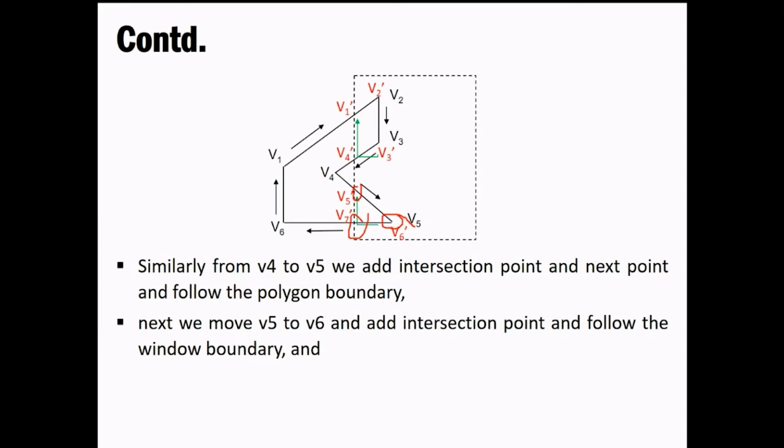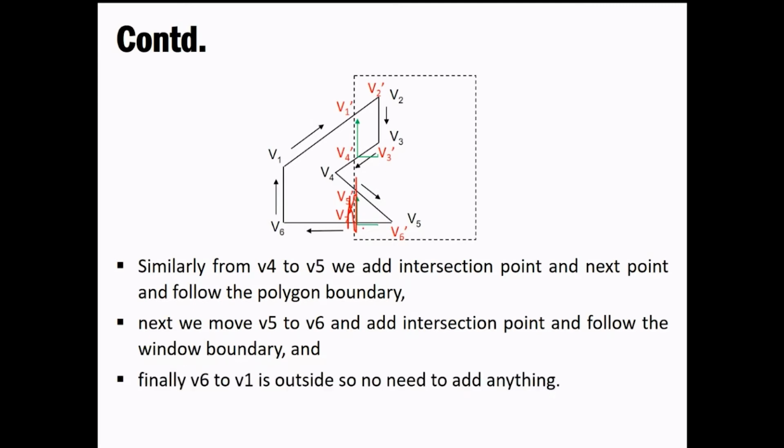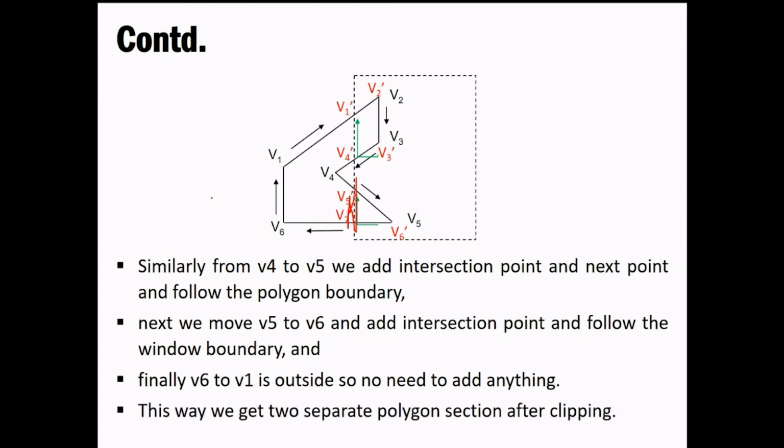Our window boundary is nothing but our clipping window. So you have to follow this and it will give you something like this. This is the shape that we got out of the given algorithm. Finally, we need to calculate for V6 to V1. Both of these are outside, so we need not add anything into our output list. This way we get two separate polygon sections after clipping.